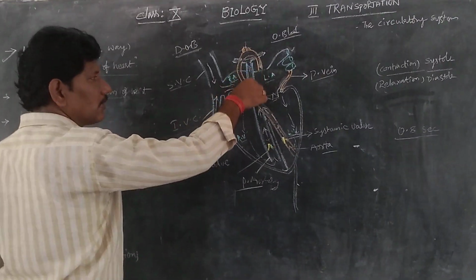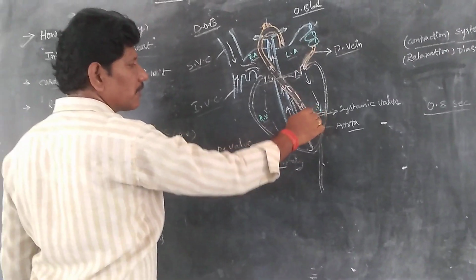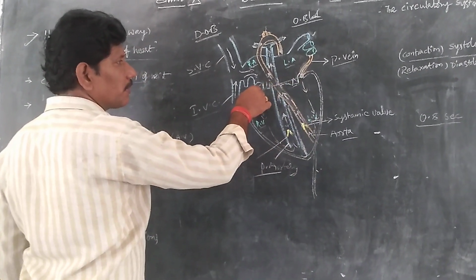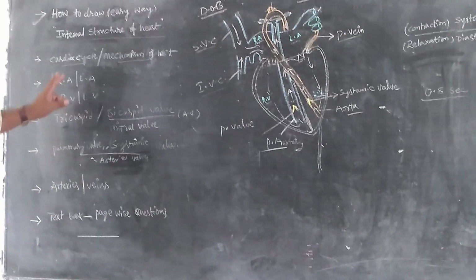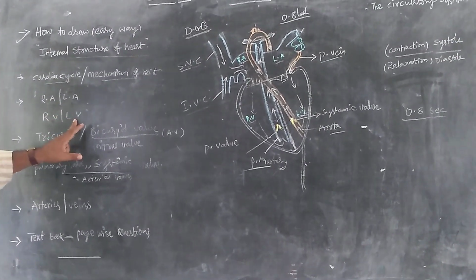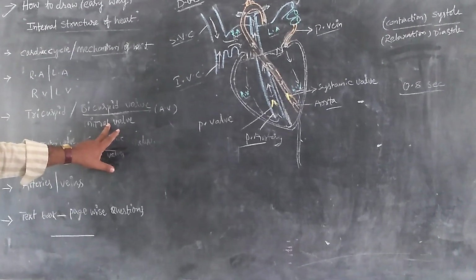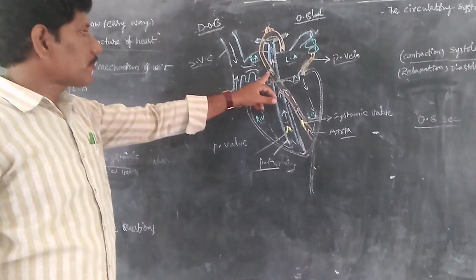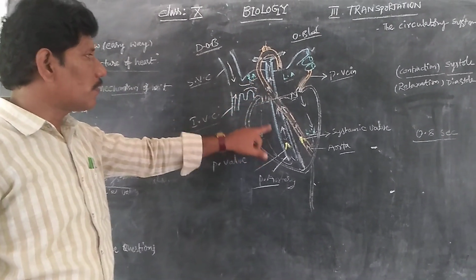So this is the right atrium, left atrium septum. This is the right ventricle and the left ventricle septum. And this is the septum which separates the atria from the ventricles. The tricuspid valve and bicuspid valve, also called the mitral valve, are located between the atria and ventricles. So these valves are called auriculoventricular valves.